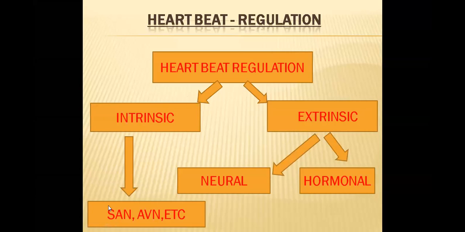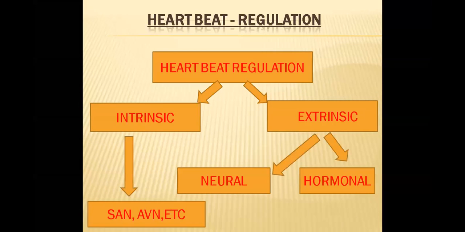The intrinsic way consists of the sinoatrial node, auriculoventricular node, Purkinje fibers, bundle of His, all those things. This intrinsic way of regulating heartbeat is the normal way, and we have seen it in the previous class itself. How the heart functions usually is an example of the intrinsic way of heartbeat regulation. Whenever there is no abnormal condition in our body, heartbeat will be controlled by this intrinsic pathway only.